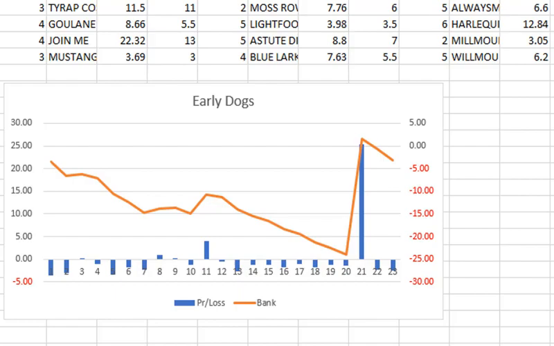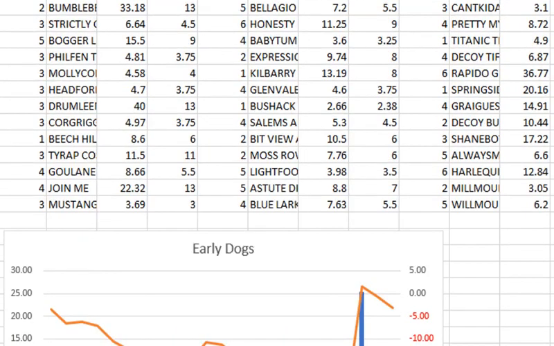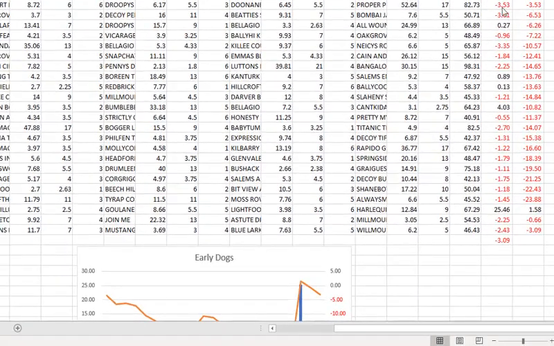So that's the sort of research that you could do. I mean, if we have a look here, here is the staking. You can see there, by backing every dog in those morning races, we only won 1, 2, 3, 4. Only 5 races did we make a profit out of them all. And how many races was there?